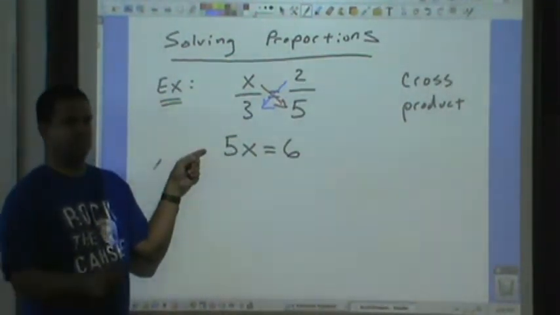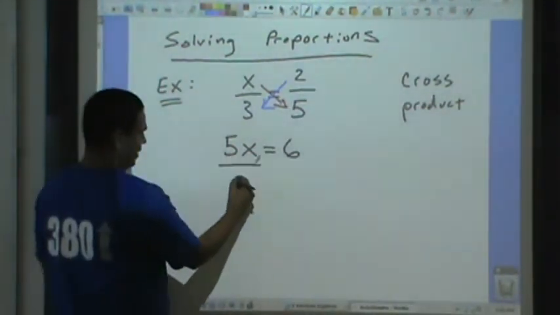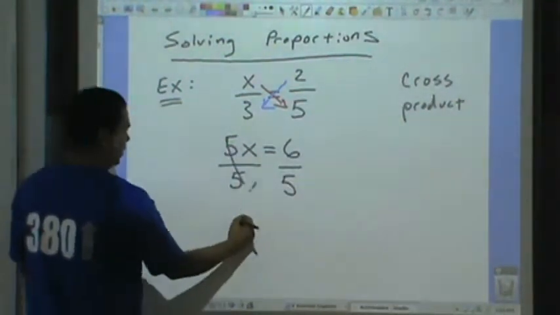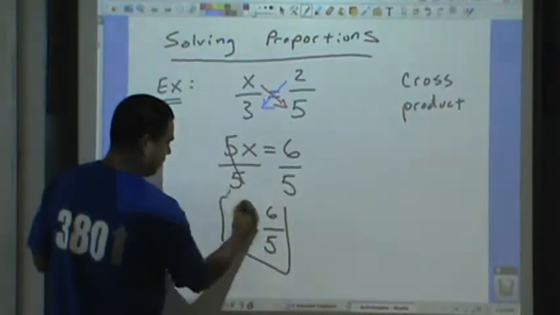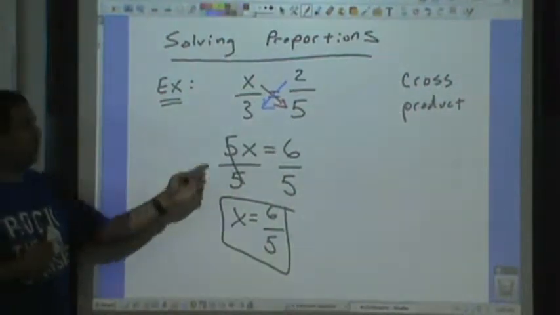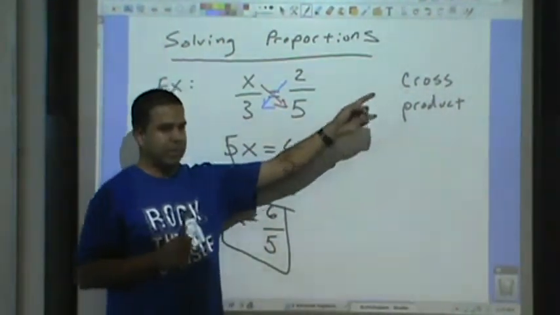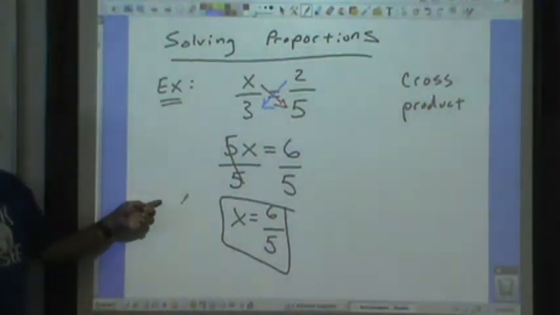So what do we do? Divide by 5, the coefficient. So x equals 6 over 5. And that's it. That's what you're going to be doing. So this learning target, solving proportions, you're going to use the cross product. Everyone's good there? Okay.